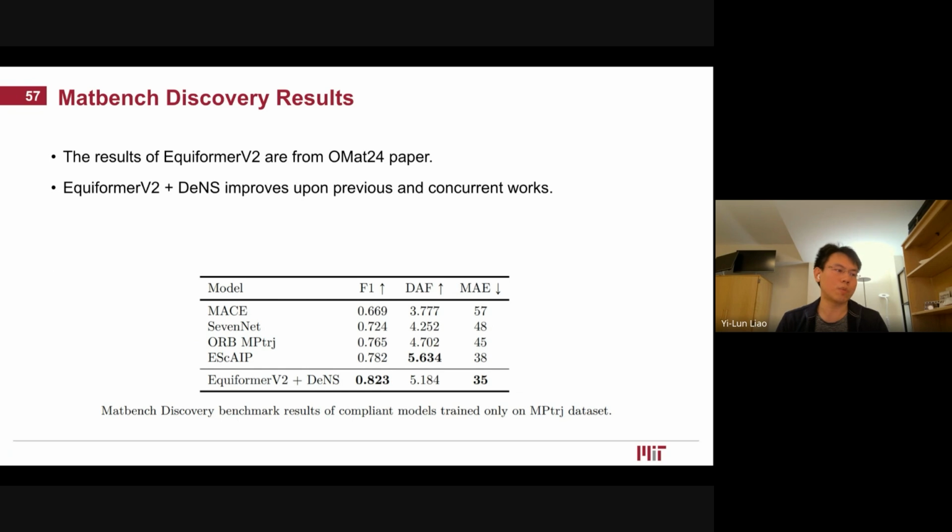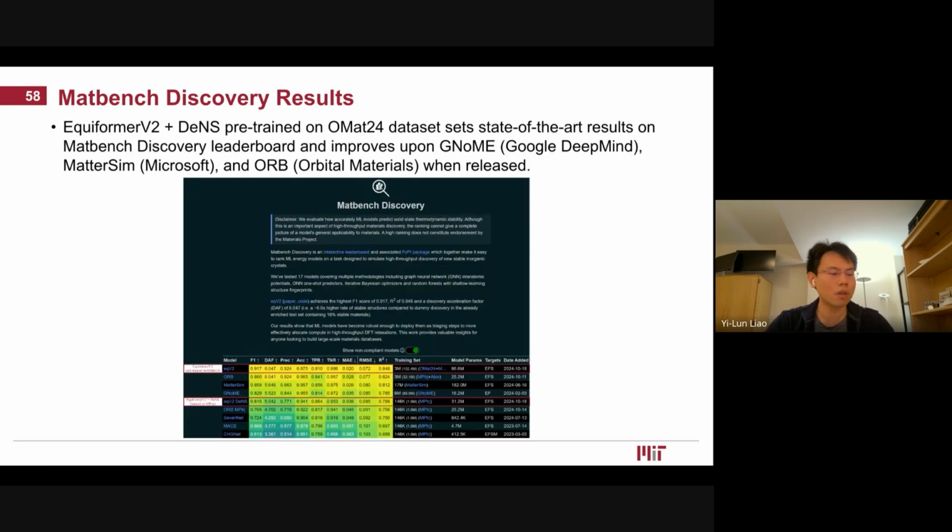And since the paper of DeNS was released, there are additional results on Matbench Discovery. And I think the results are from the OMat24 paper by Meta. In their paper, they show that EquiformerV2 plus DeNS improves previous and concurrent works. And when they pre-train EquiformerV2 on the OMat24 dataset, it sets the current state-of-the-art results on the Matbench Discovery leaderboard, and also improves upon GNoME from Google DeepMind, MatterSim from Microsoft, and ORB from Orbital Materials. But I think these works advance the performance through complementary methods, and we can combine all of them to get even better results.